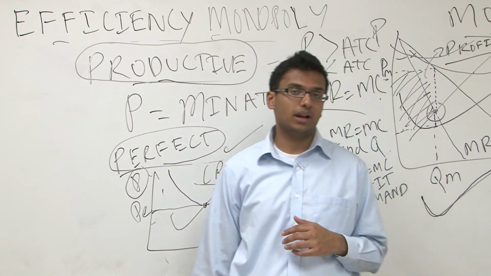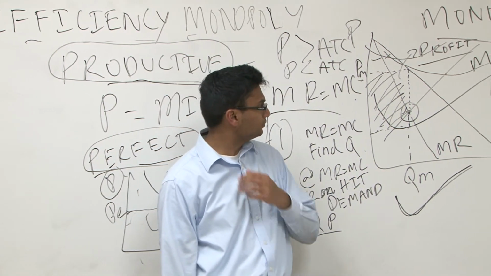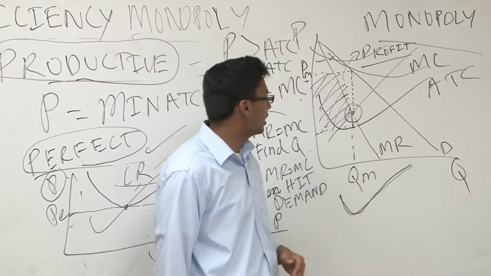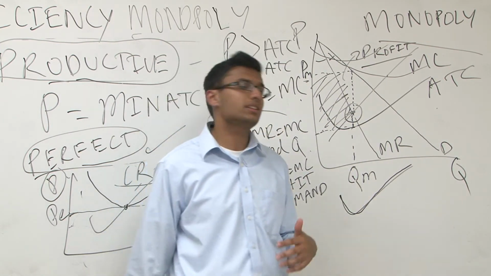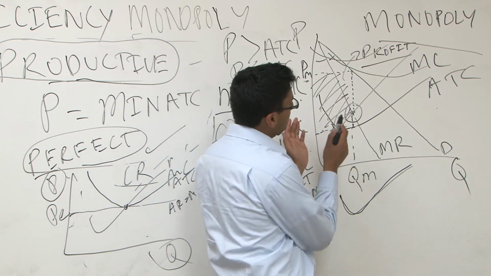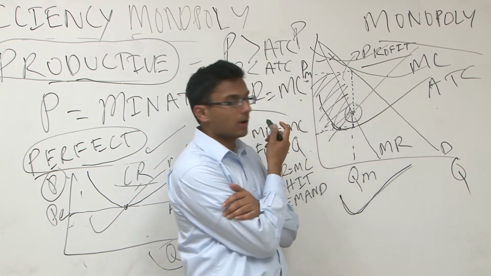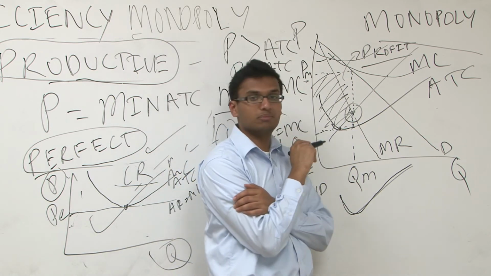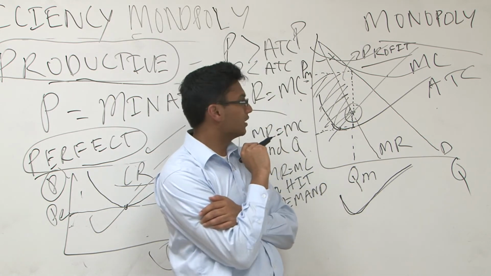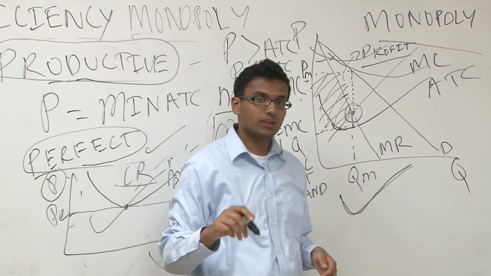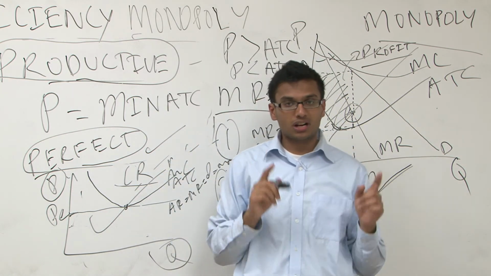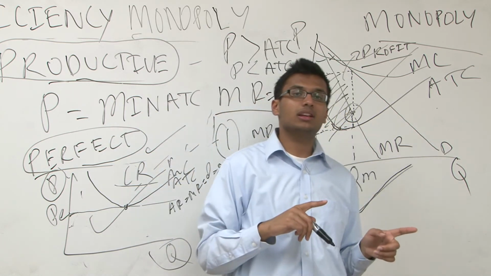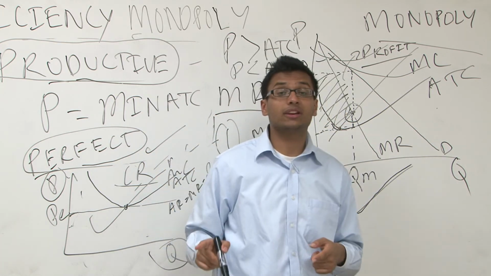Let's use this graph to my left over here. I changed things to give you different examples, so it looks not so clear right now. But the point was, does price equal minimum ATC? So here's your minimum ATC. Does your price equal minimum ATC? In a monopoly, it could, but it doesn't. So a monopoly is neither productively efficient nor allocatively efficient. I'm going to say that one more time. A monopoly is neither productively efficient nor allocatively efficient.